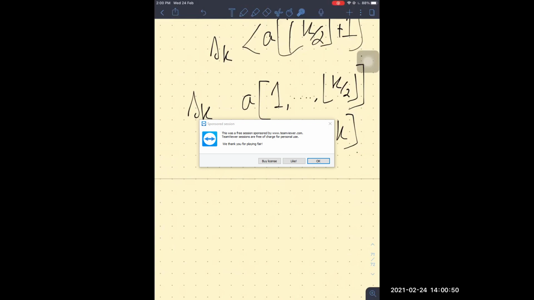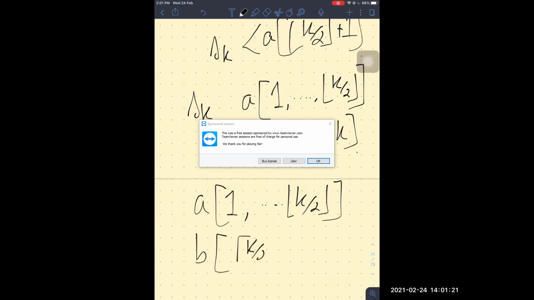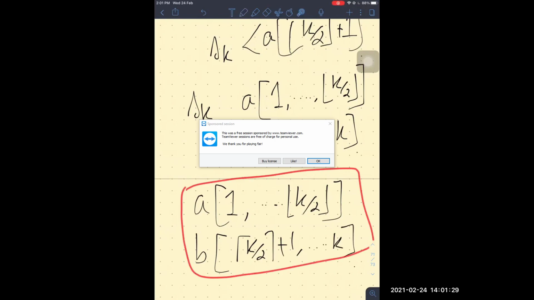Is it clear? How are you getting these limits? Okay, so we will recursively apply this algorithm for these two limits. Then our subarray A will be replaced by A1 to k divided by 2, and subarray B will be replaced by k divided by 2 plus 1 to k.